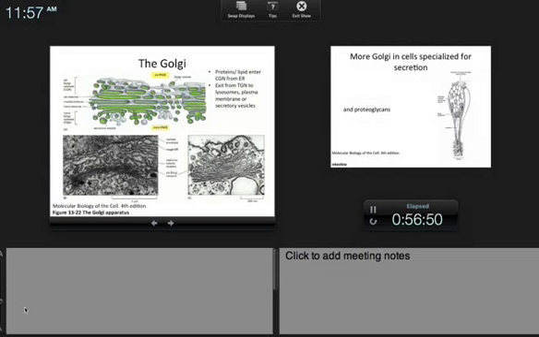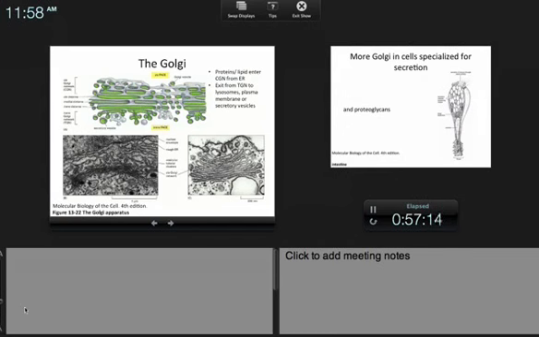Okay. So Golgi, right? Proteins enter the cis-Golgi network from the ER, and they exit the trans-Golgi network. It's just cis and trans. It is what it is. The proteins exit from the trans-Golgi network to the lysosome, plasma membrane, or secretory vesicles.